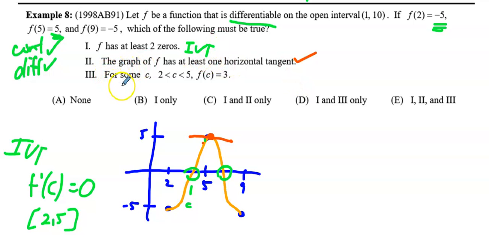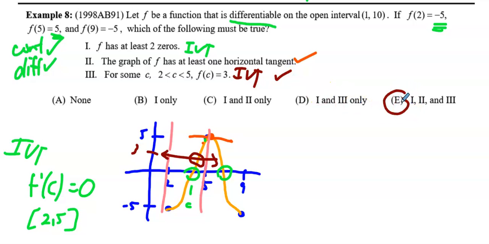And then it says for some value of c on the interval from 2 to 5, so on this interval here, from 2 to 5, there's got to be some y value that's going to be equal to 3. And so y equals 3 is right here. And so what that means, ladies and gentlemen, is that if I look at the line y equals 3, on the interval from 2 to 5, the function has to cross this line on that interval, and it does. It crosses right there. And that's also by IVT. So this is also true. So in this example, all three of them are true.